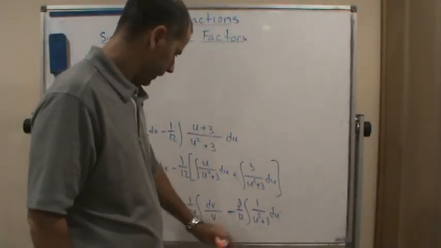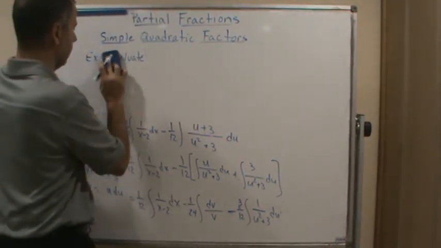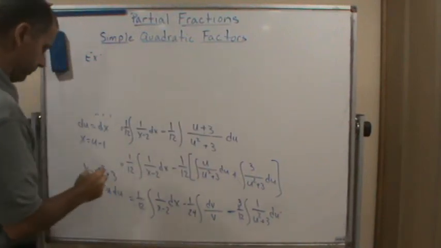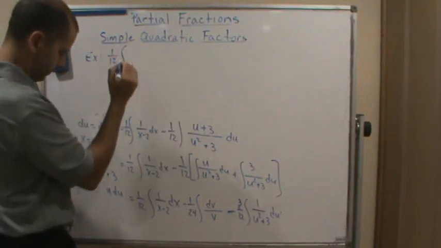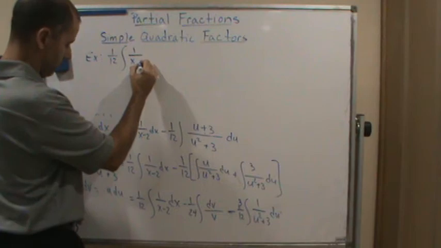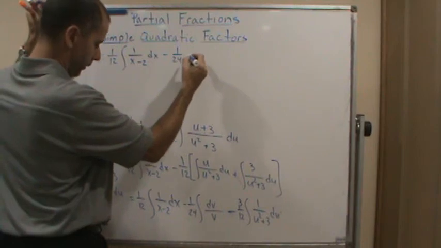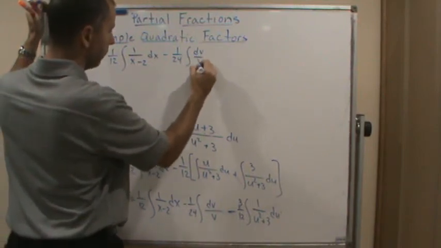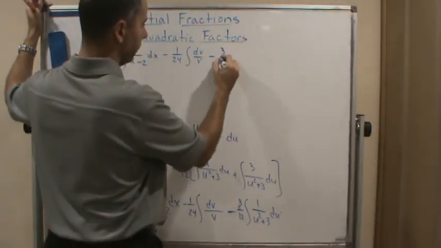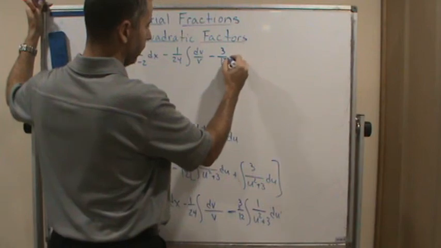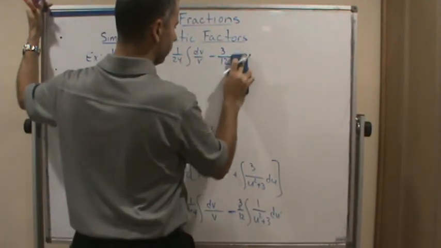So we're going to put the 3 in here, and let's rewrite this. So this is going to be 1/12 times the integral of 1 over x minus 2 dx minus 1/24 dv over v minus 3/12 over, oh, I don't want to do that yet.